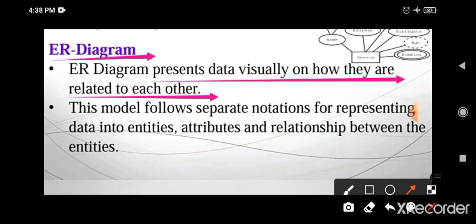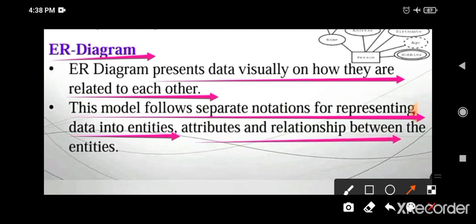of designing. It is mainly used for designing purposes. This model follows separate notations for representing data as entities, attributes and relationships between the entities. These are the three important concepts: entities, attributes and relationships between the entities. These are mainly discussed within this concept.